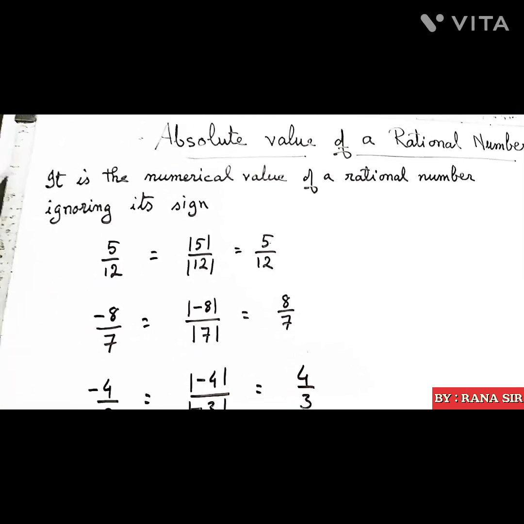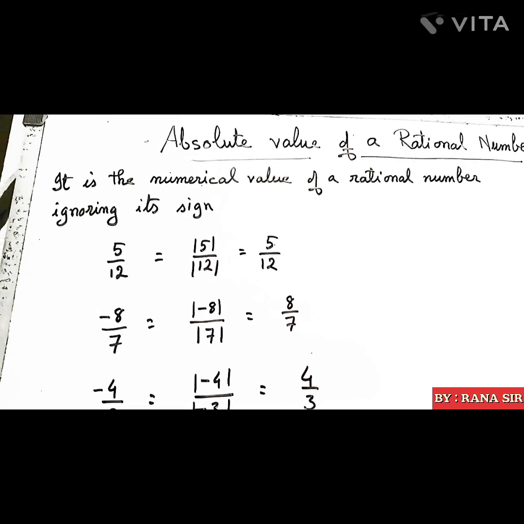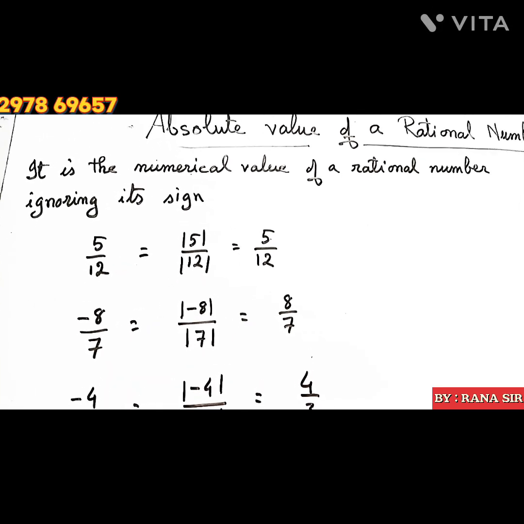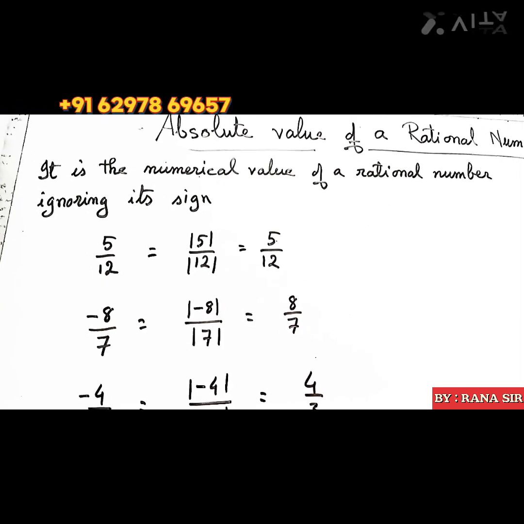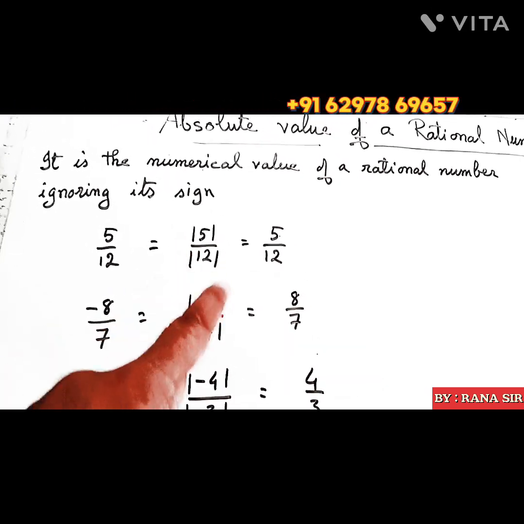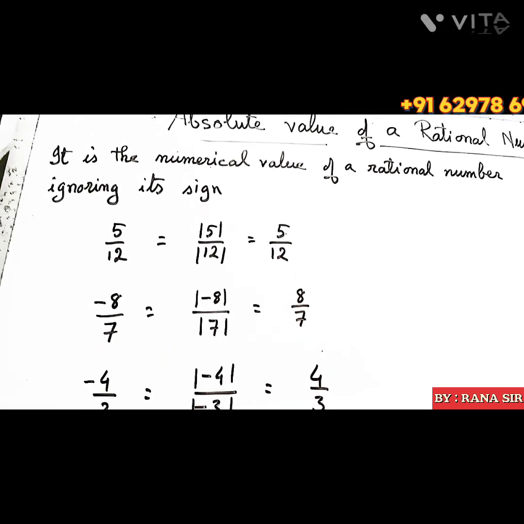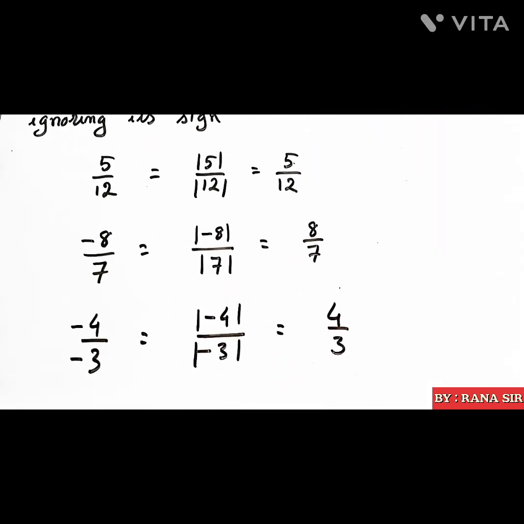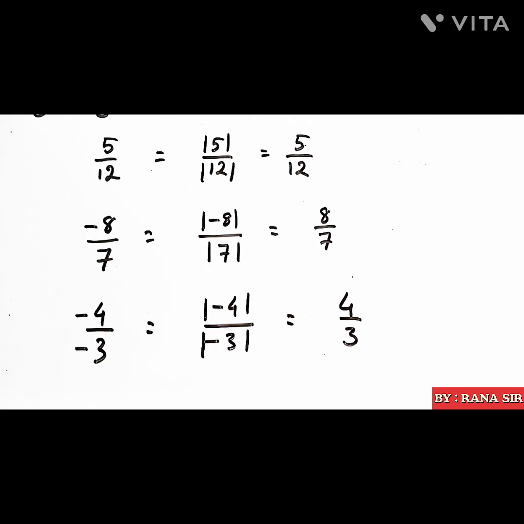Example 1, 5 by 12. 5 by 12 will be written as bar 5 by 12 bar, which is equal to 5 by 12. So what we have? We have ignored the sign. Positive sign is ignored. So we have just written the numeric value. That's the absolute value. Second example, minus 8 by 7.